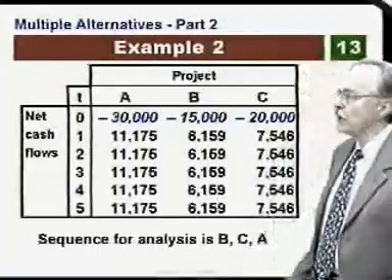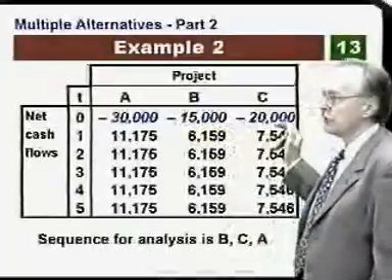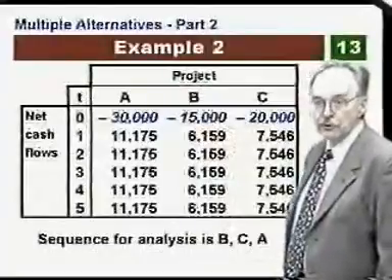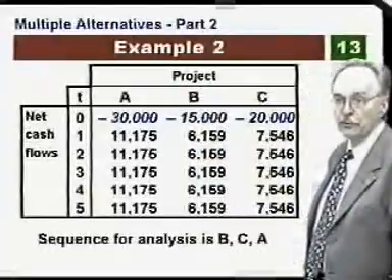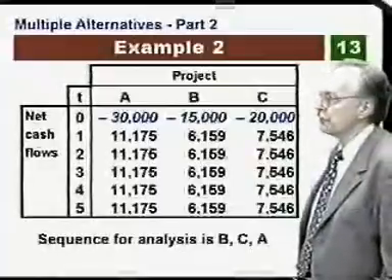So here are the options. We've got A, B, and C, investments of 30, 15, and 20,000. Each project has a lifetime of 5 years. The cash flows are even. That makes this problem particularly simple. It would be an easy table lookup procedure to get the rates of return.